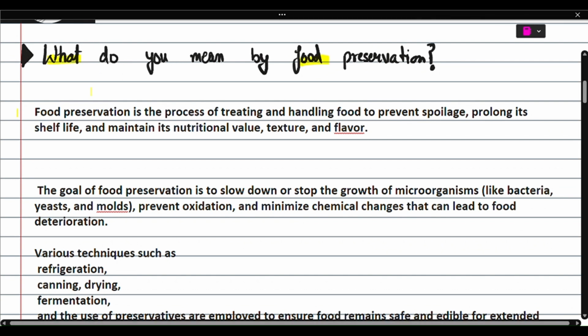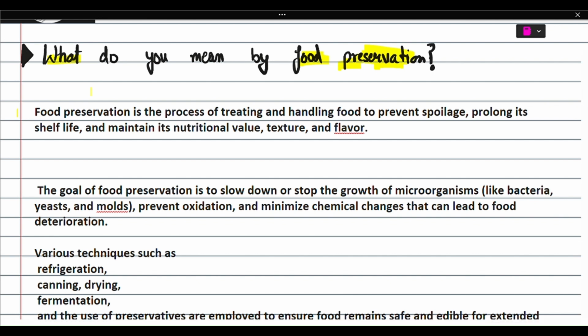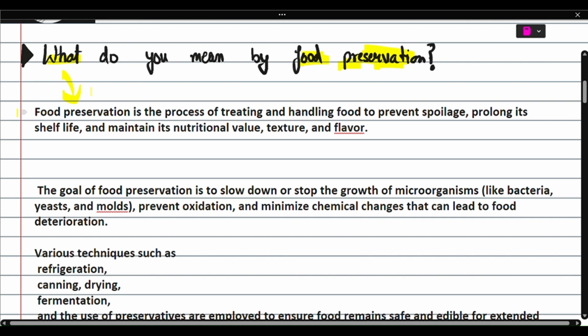Okay, before starting this, I would like to clarify that food preservation methods have prevailed in the world since ancient times. So what is food preservation? Food preservation is the process of treating and handling food to prevent spoilage and to prolong its shelf life, while also maintaining its nutritional value, texture, and flavor.